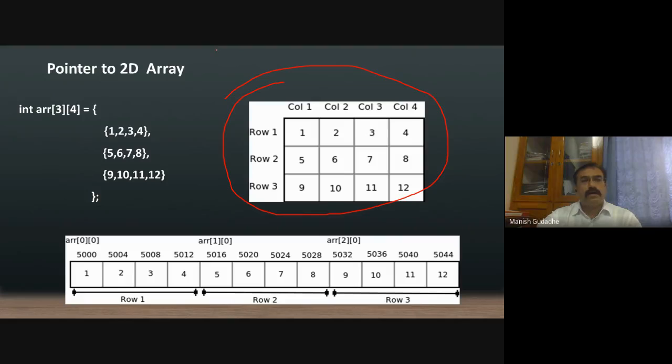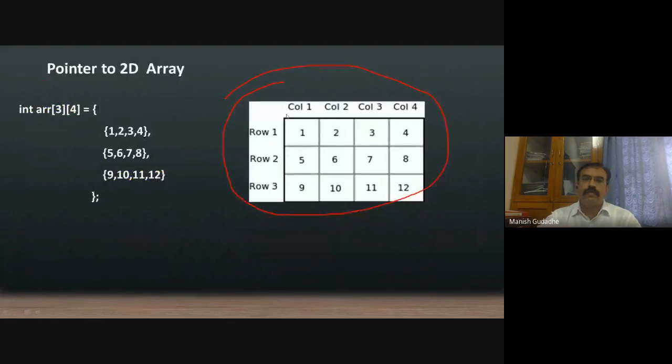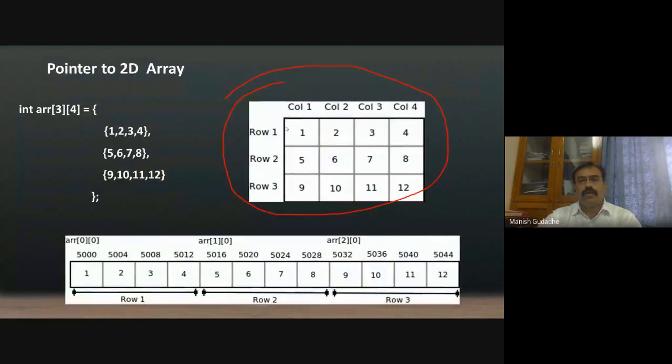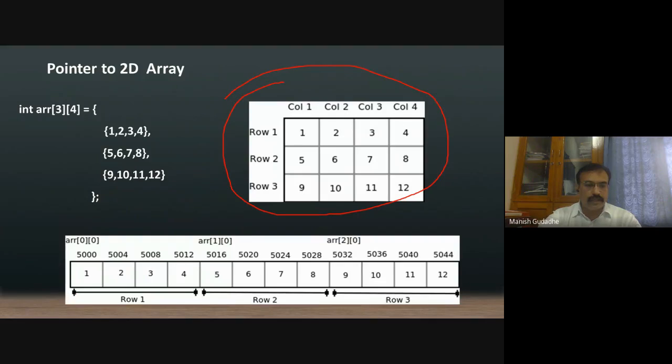So what happens if a 1D array is stored? First member, then second member, then third member, and then fourth member. This way it is stored. Here also it is stored in a similar fashion. What is the first member of this 2D array? Row 1. What is the second member? Row 2. What is the third member? Row 3. So in the same fashion, this is also stored. Row 1 is stored first, then the second, then the third. So in a sequential manner they are stored.